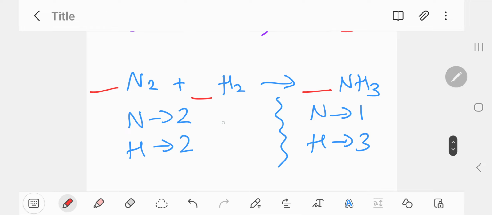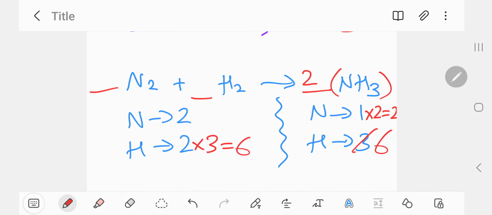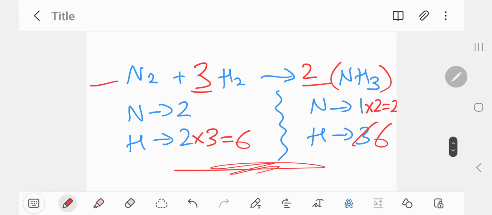Let's start with the nitrogens. On the right-hand side, times it by 2 to get 2. So we'll put a 2 at the front. Make sure to put parentheses, brackets. Now we have 6 hydrogens, 2 times 3. So there's now 6. How do we turn the left-hand side into a 6? We multiply this by 3. So we'll put a 3 at the front here. And so now it's balanced. And that's the idea of balancing chemical equations. It's a step-by-step process.